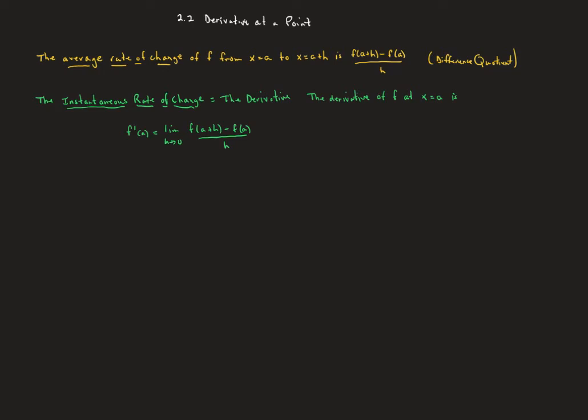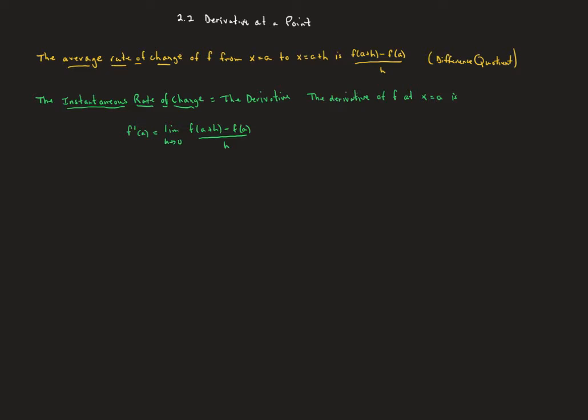This is section 2.2 in our book, the derivative at a point. So from our AP Prep days, we know that the average rate of change of a function f from x equals a to a point a little bit away from a plus h, is given by f of a plus h minus f of a all over h. This we call the difference quotient.